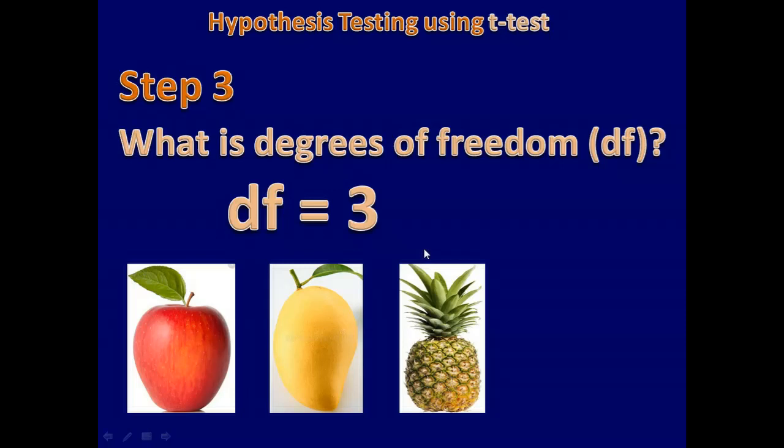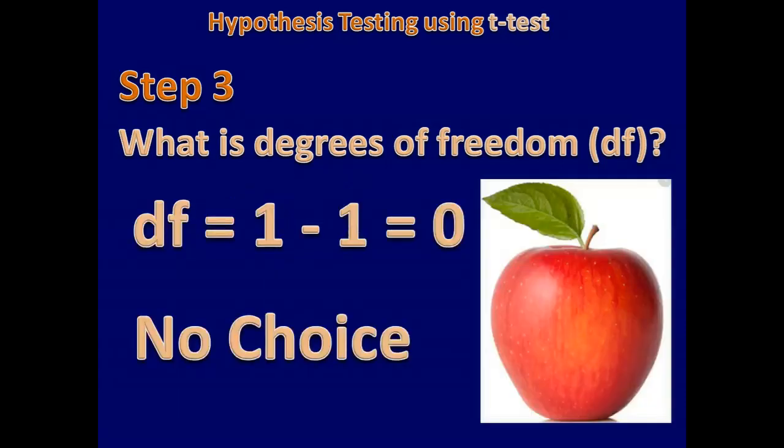So, further, I have another example. If you are only offered 1 item, such as an apple, what is your degrees of freedom now? Your degrees of freedom is 1 minus 1, that is 0. That means, if you are offered only 1 item, you have no choice. So, your degrees of freedom is 0. No choice. Only 1 item is given. Okay, so that is how we visualize degrees of freedom.